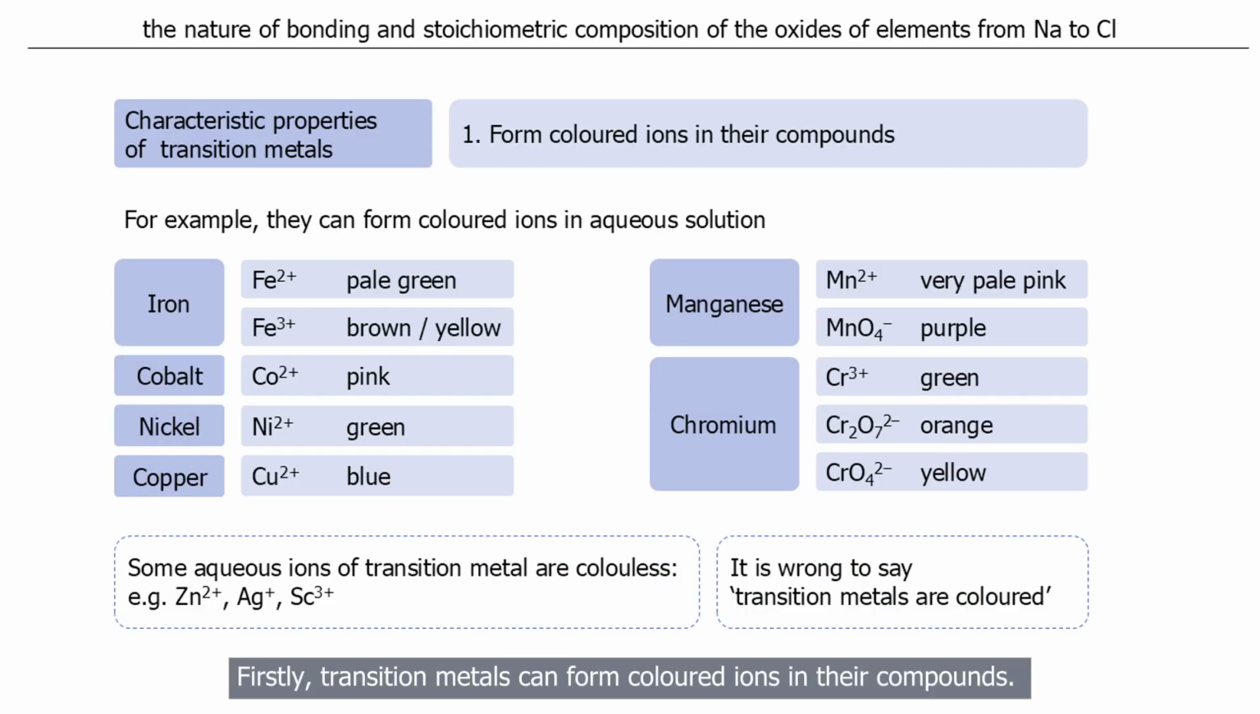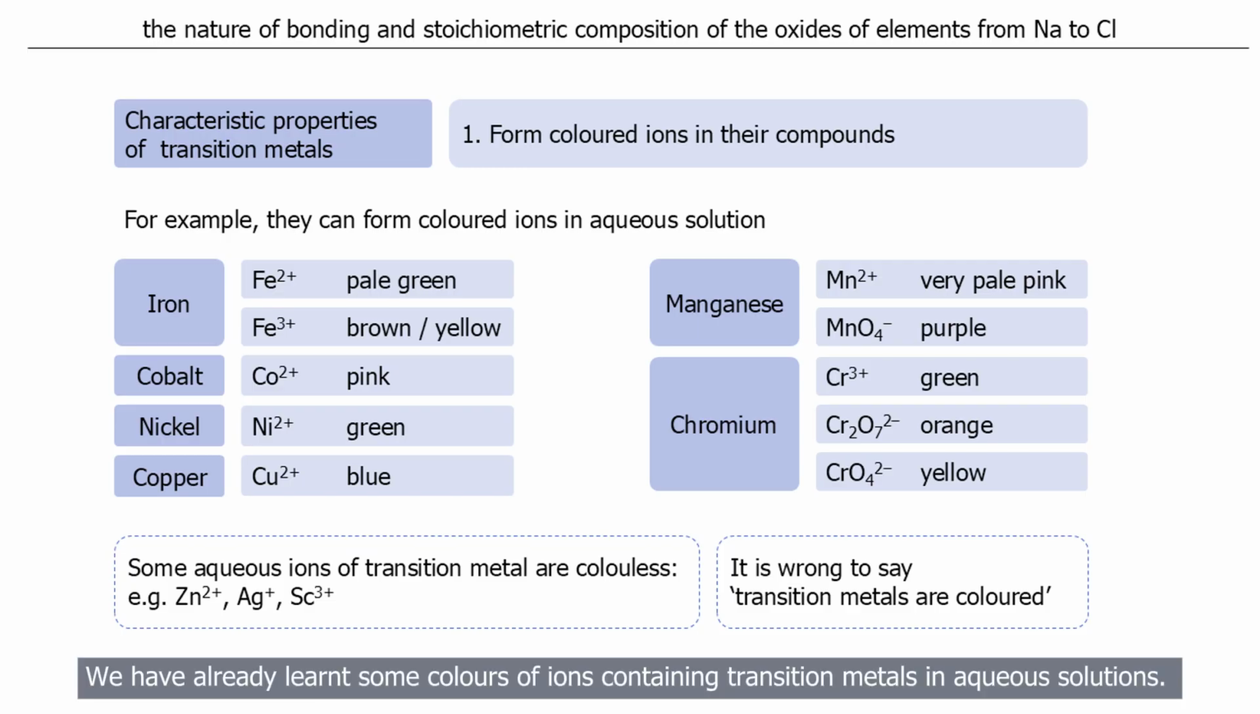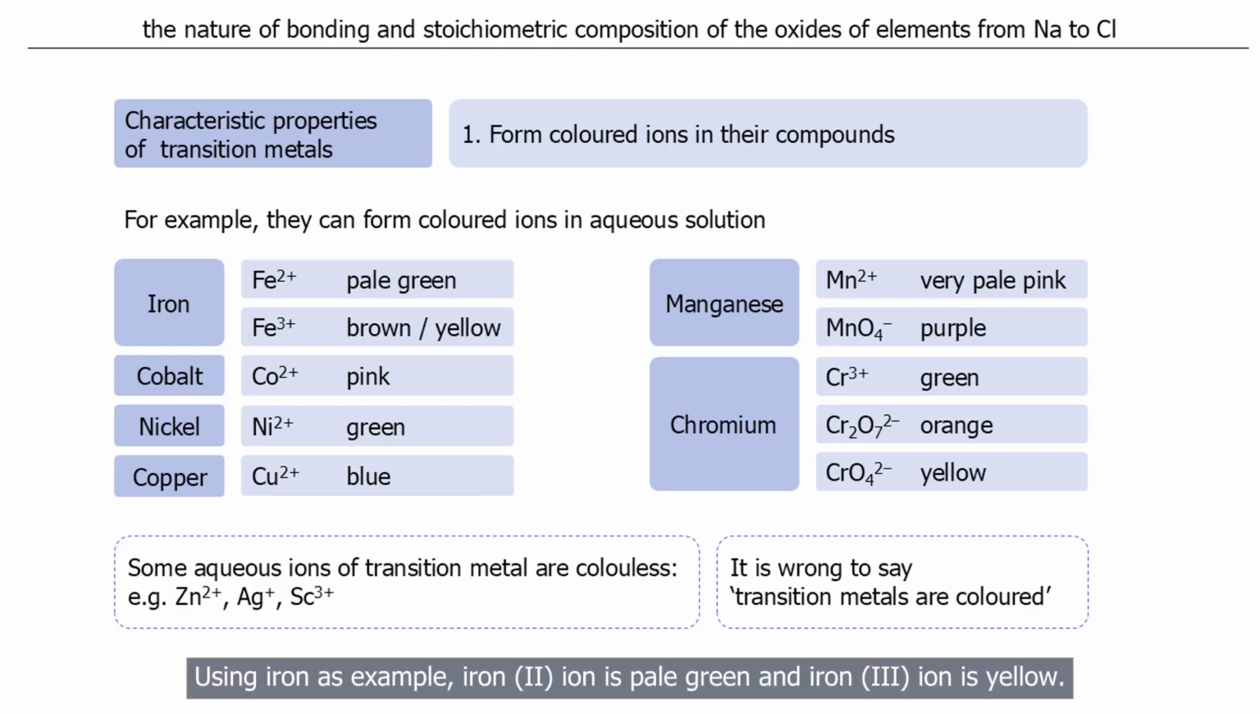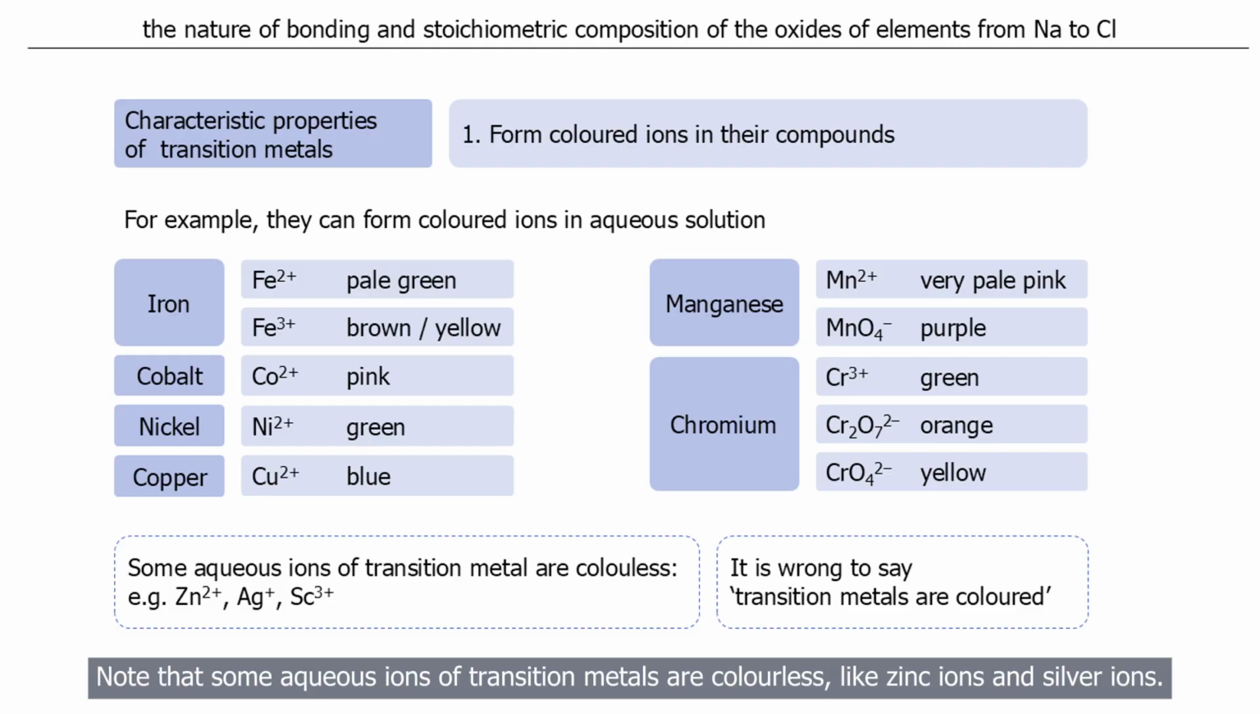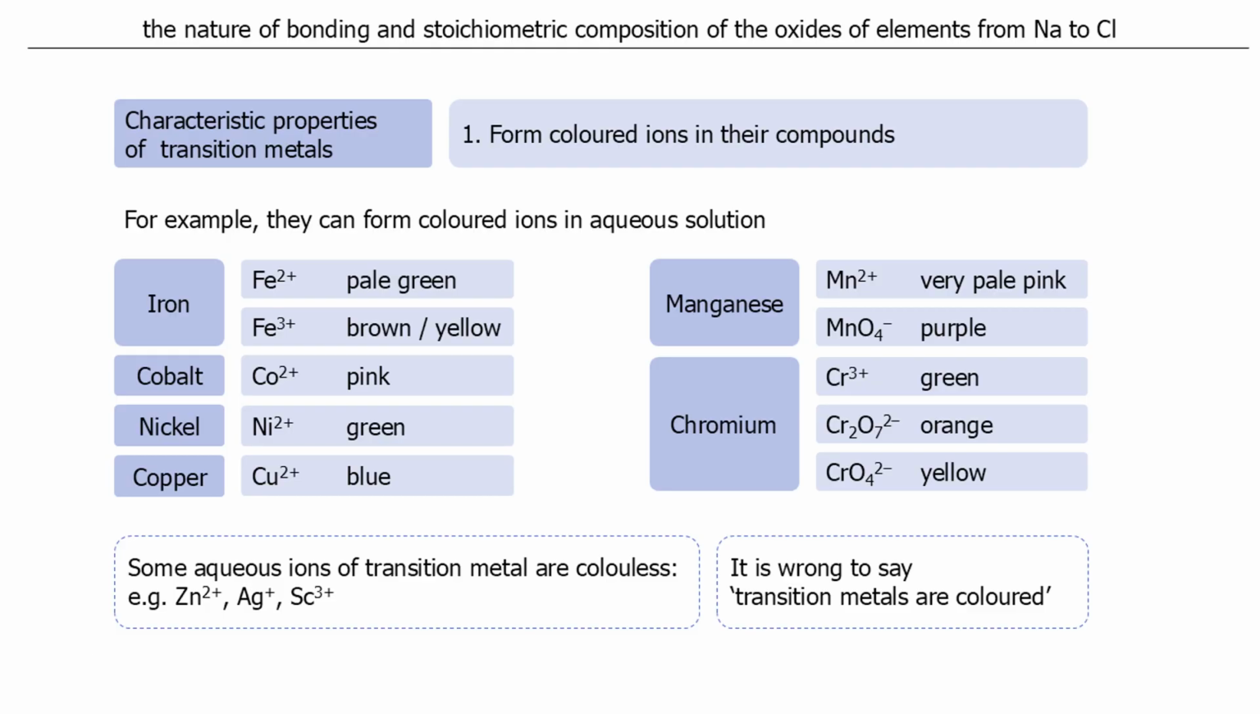Firstly, transition metals can form colored ions in their compounds. We have already learned some colors of ions containing transition metals in aqueous solutions. Using iron as example, iron 2 ions is pale green and iron 3 ions is yellow. Note that some aqueous ions of transition metals are colorless, like zinc ions and silver ions. Also, it is incorrect to say transition metals are colored, as we are talking about the ions.